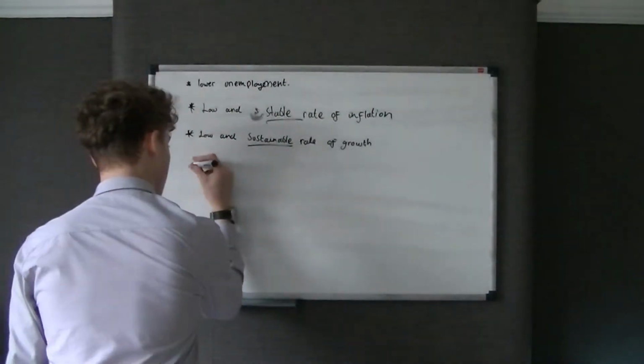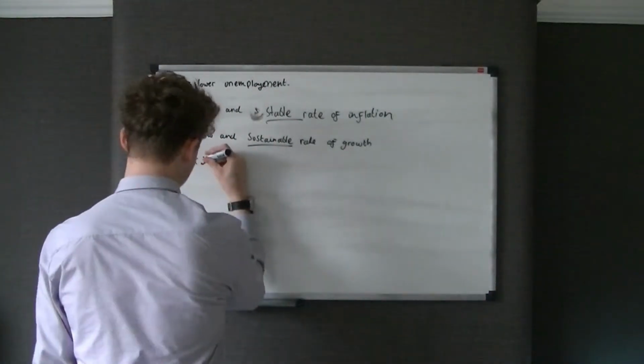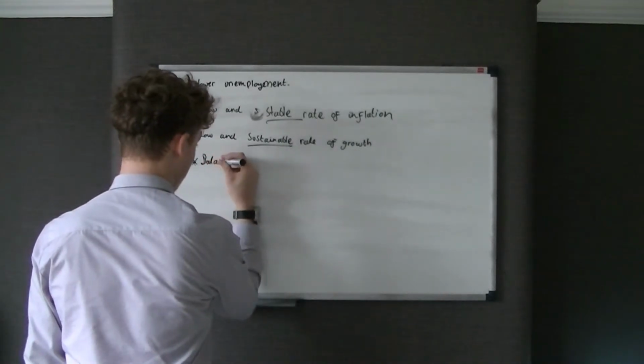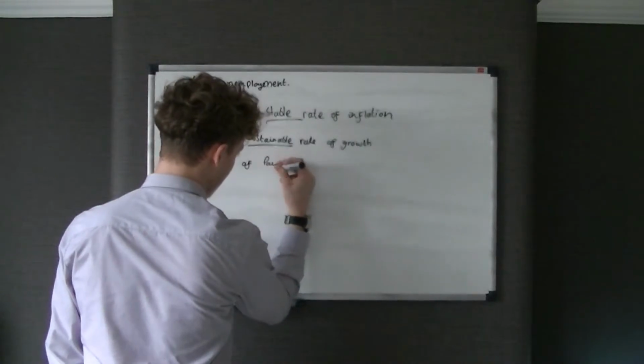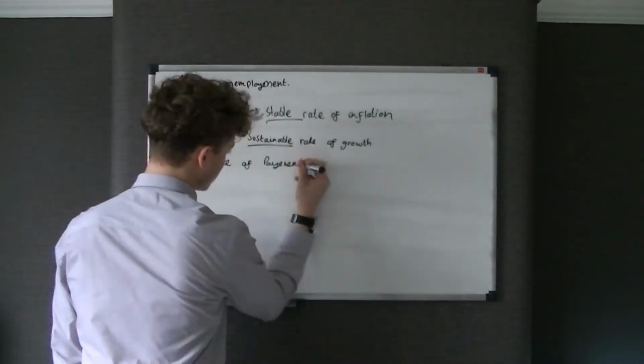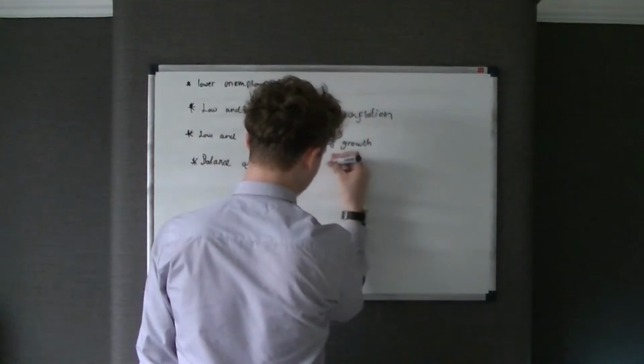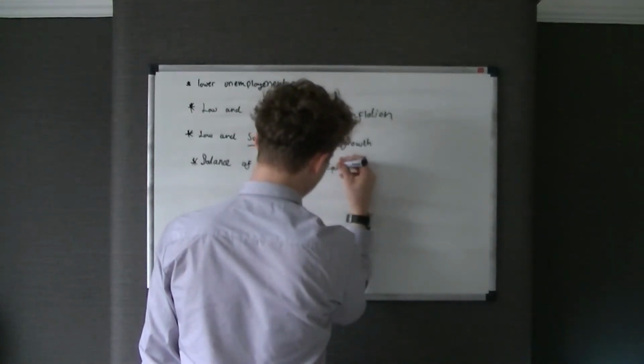I'm going to add another one. It's called the balance of payments, and we want this to be in equilibrium. Balance of payments equals equilibrium.